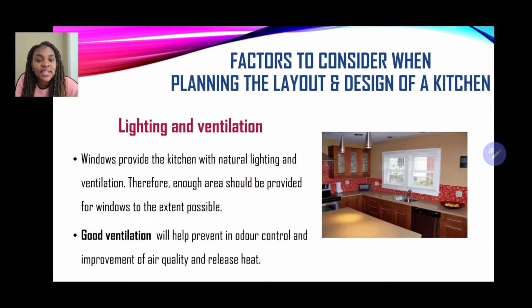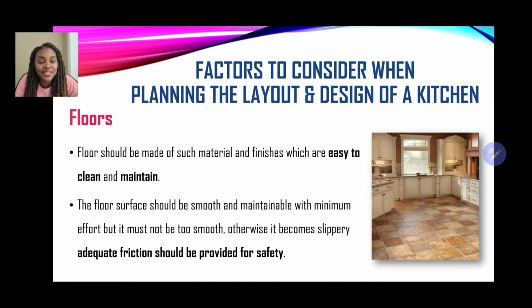All right. Now, the next factor to consider is lighting and ventilation. Windows provide the kitchen with natural lighting and ventilation. Therefore, enough areas should be provided for windows to the extent possible. Now, good ventilation will help in odor control and improvement of air quality in the kitchen, and also to release the heat or steam that may be accumulated from the main activity in a kitchen, which is cooking.